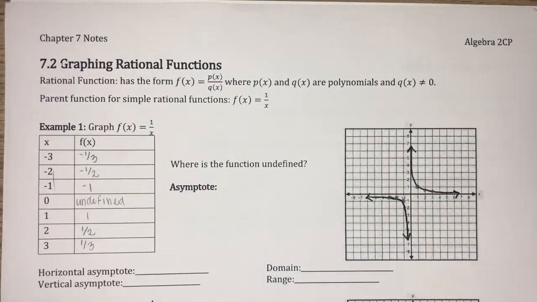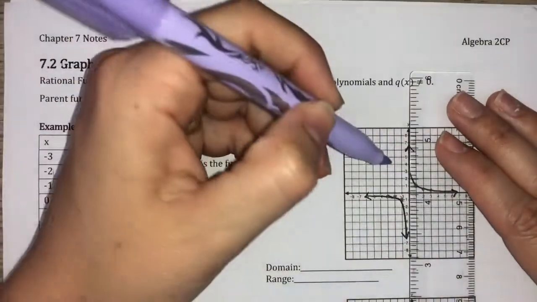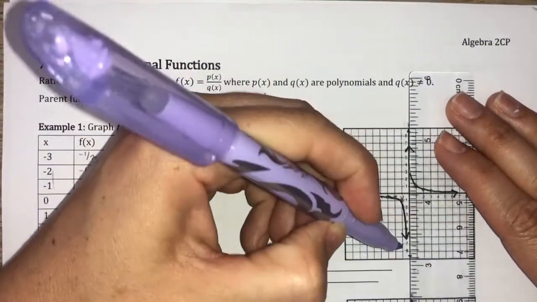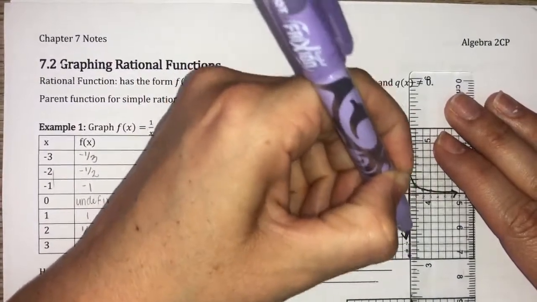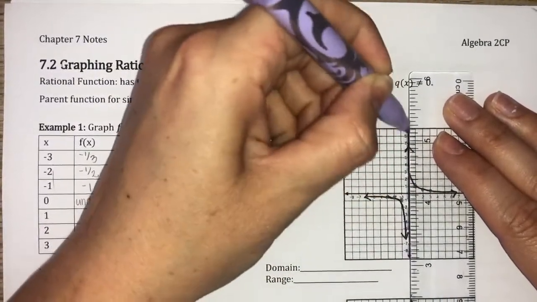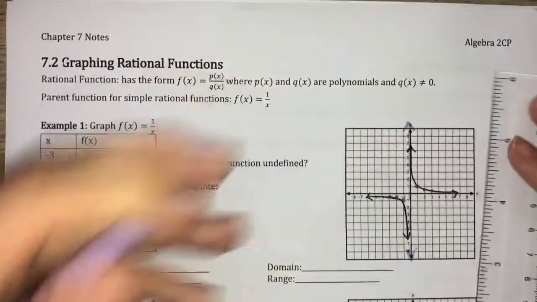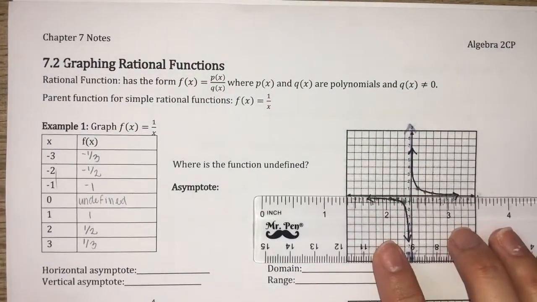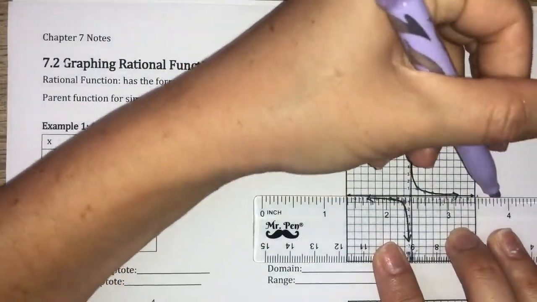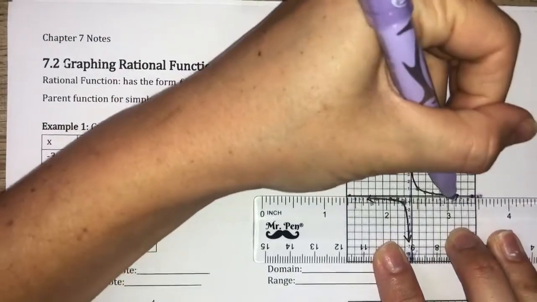And then on rational function graphs, we have things called asymptotes. Asymptotes are lines that the graph will get infinitely close to, but never cross. So on the parent function f of x equals 1 over x, we have an asymptote at x equals 0, which happens to be the y-axis, and also at y equals 0, which happens to be the x-axis.